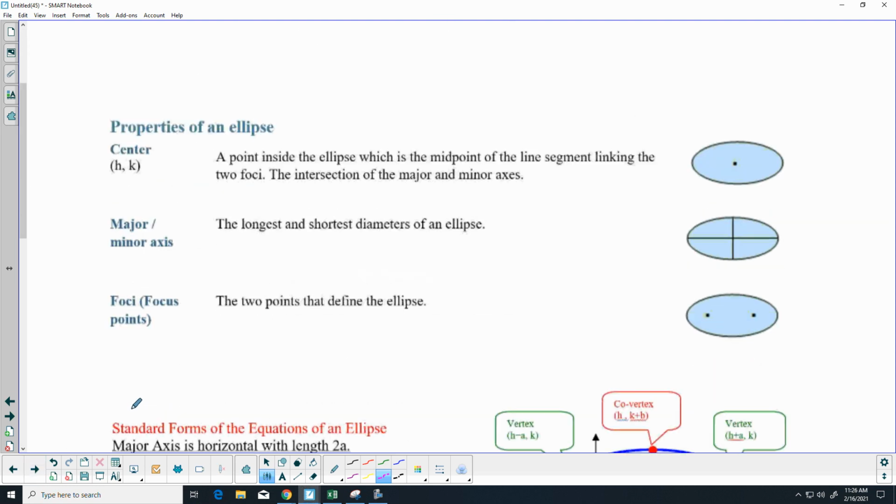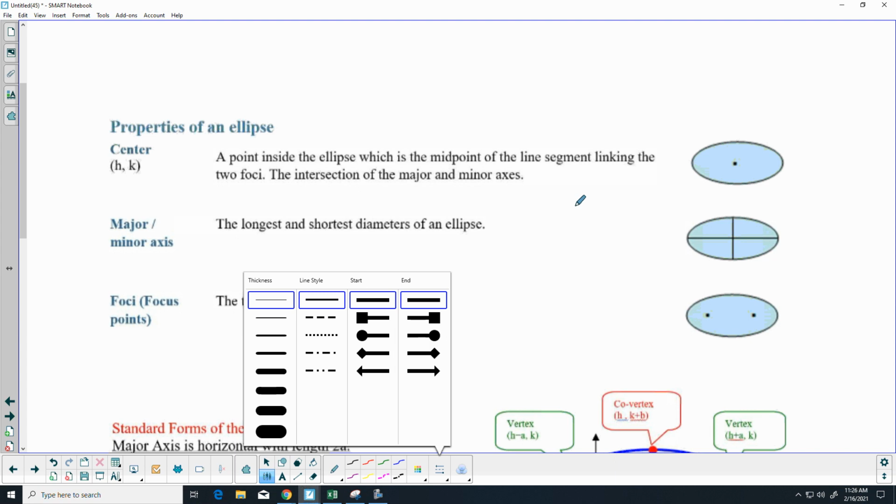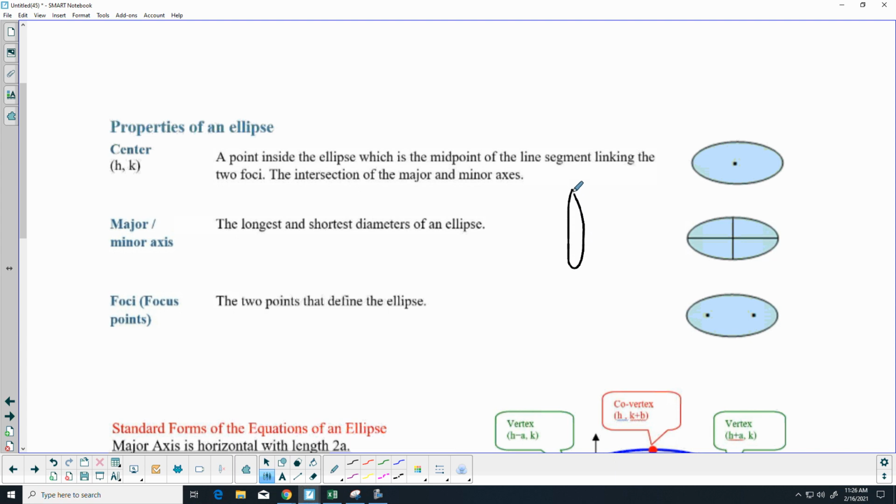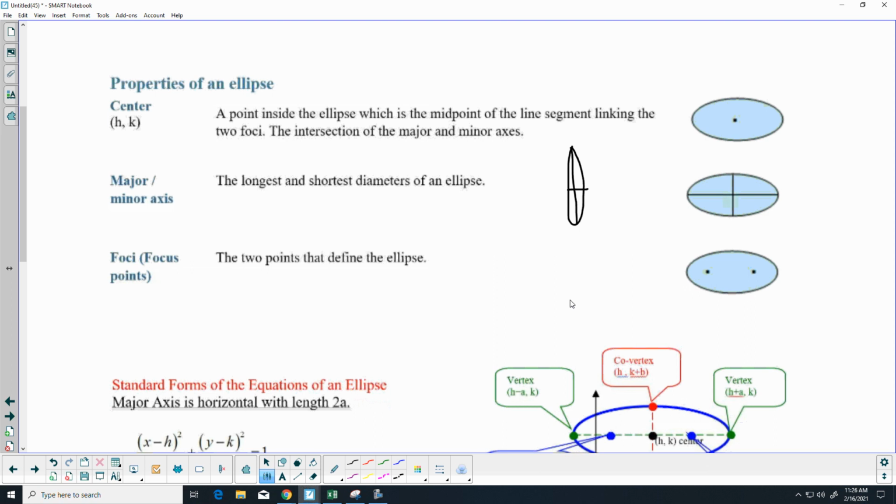All right, some properties of ellipses. You're going to have a center. The major axis is the longest axis. So sometimes you might get an ellipse that is going to be tall and skinny. And that would just mean that your major axis is vertical. And your minor axis is going to be horizontal. You're going to have two foci. Those are points that are always going to be on the major axis. Okay?